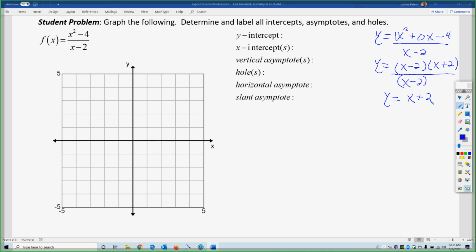Okay, so if I plug in 0 for x, by definition of a y-intercept, because x is 0 for y-intercepts, I'm going to get y equals 0 plus 2. And we'll put our point up there. Okay, x-intercept by definition, y is 0, so 0 equals x plus 2. So x equals -2. Okay.